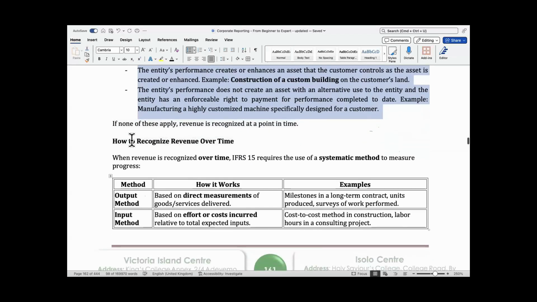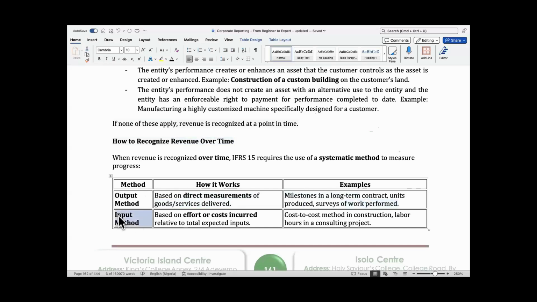And when you have performance being satisfied over time, it means that the revenue also will be recognized over time. And there are two methods: either you use the output method or the input method. Because when we say you are recognizing over time, how do you do it? Which was what Momo was asking the other time. So the output method is you look at the output, the direct measurement of the goods or services, by looking at the milestones covered in the contract, the units produced, the work performed.